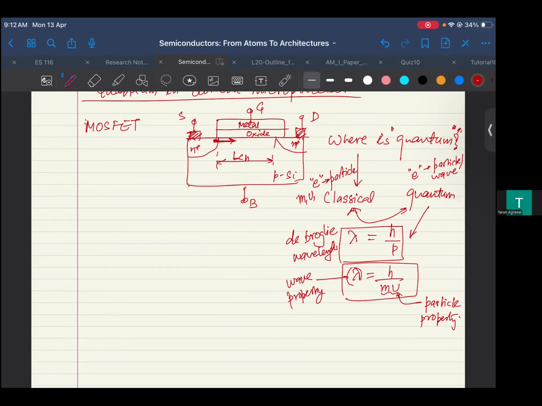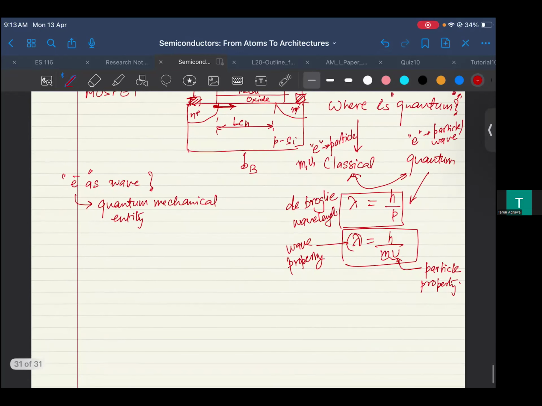Now the question remains: what is quantum here? Can I still treat this electron as a wave? Because we have been treating it as a particle. Can I treat it as a wave? And the answer is, you can always treat it as a wave or a particle because it is a quantum mechanical quantity. It's a quantum mechanical entity, so in principle it has to be treated as a quantum mechanical entity.